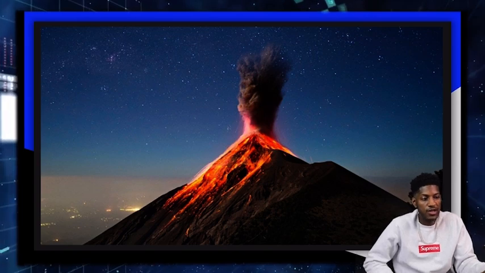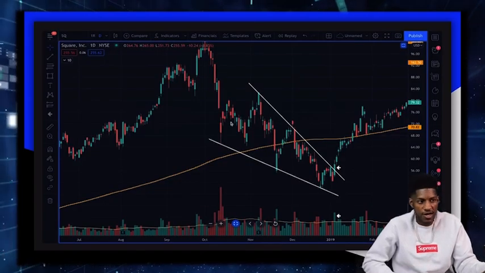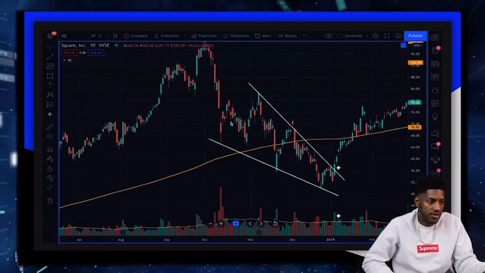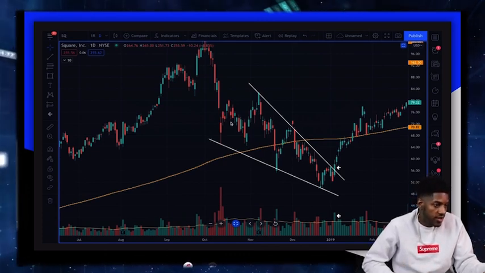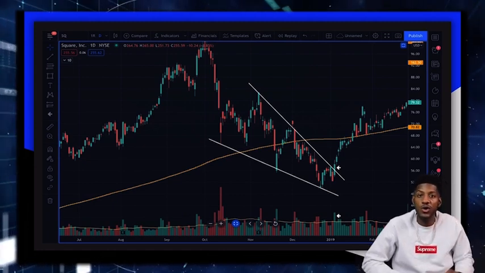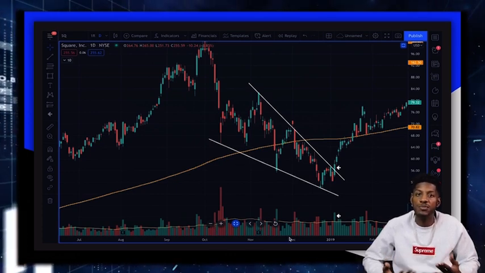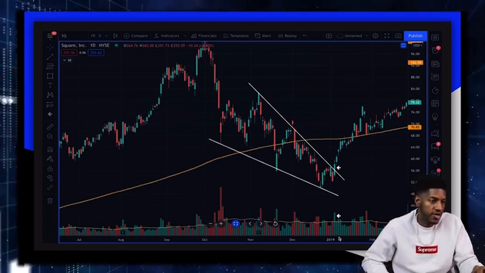Because volcanoes usually erupt every 50 to 100 to 200 years, right? Like a long time. So SQ, this took about 3 months to form, and what you'll learn is the longer it takes the pattern to form, the bigger the explosion, the breakout, correct?